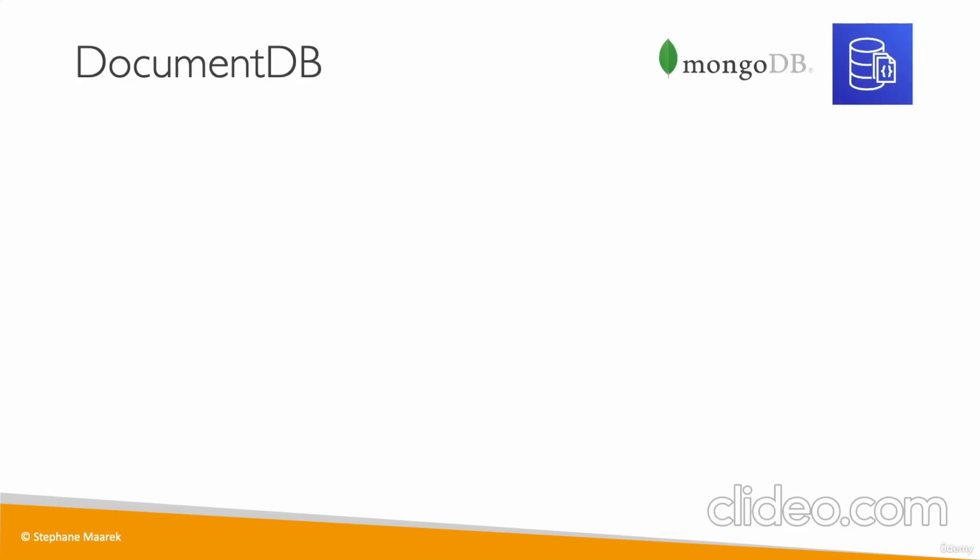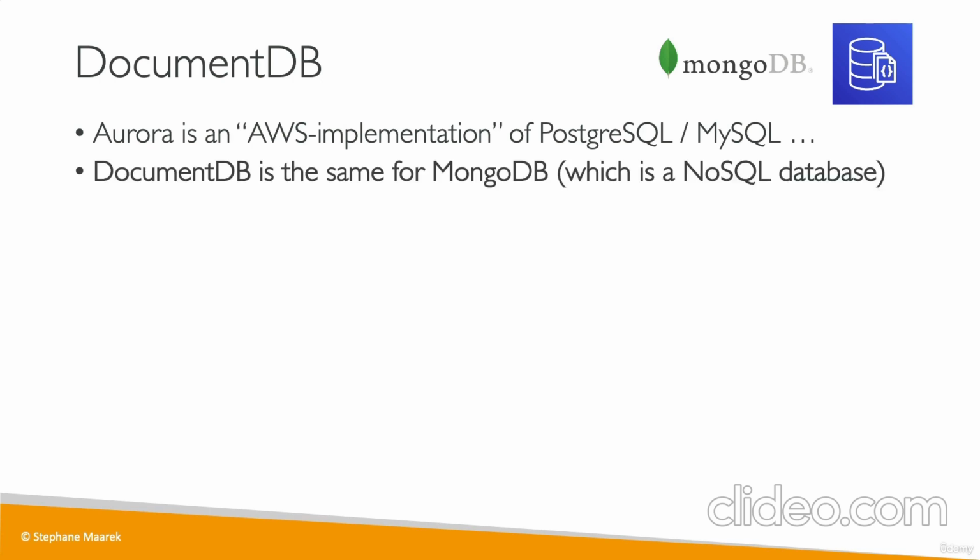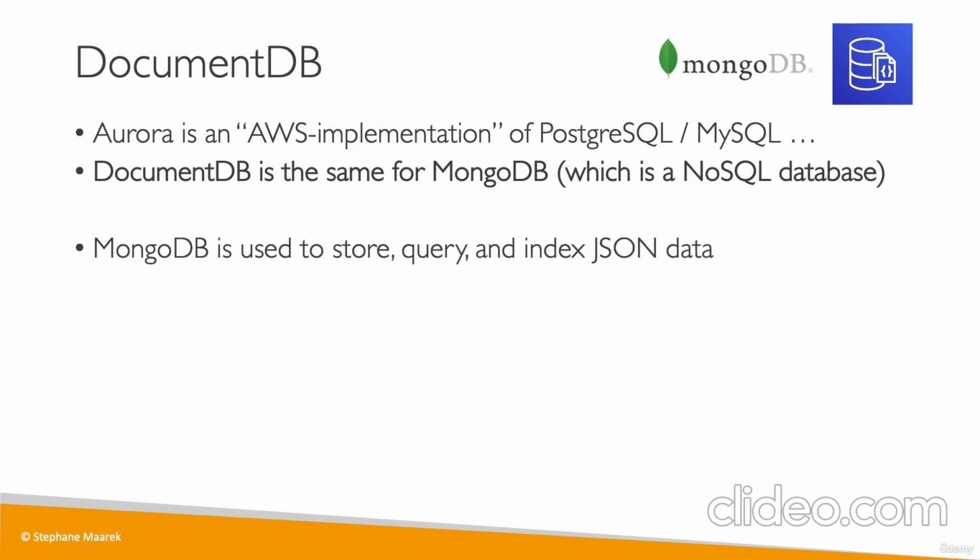Now let's talk about DocumentDB. So the same way we had Aurora as the way for AWS to implement a sort of big cloud native version of PostgreSQL and MySQL, we have DocumentDB, which is an Aurora version for MongoDB. So MongoDB, if you don't know, that's the logo on the top right corner of your screen. It is another NoSQL database, and you need to remember this for the exam. So DocumentDB is a NoSQL database, and it's based on top of the MongoDB technology. So it's compatible with MongoDB. So MongoDB is used to store, query, and index JSON data.